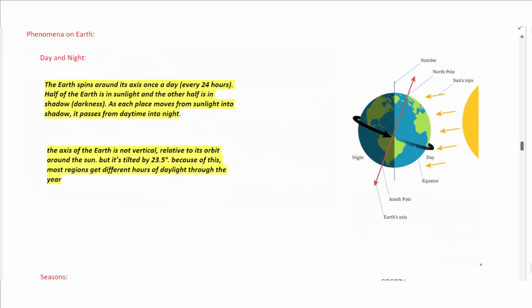Now we're going to talk about some phenomena on Earth that are experienced due to our position in the solar system and the motion of the planet around the sun. So the first phenomenon is the existence of daytime and nighttime.